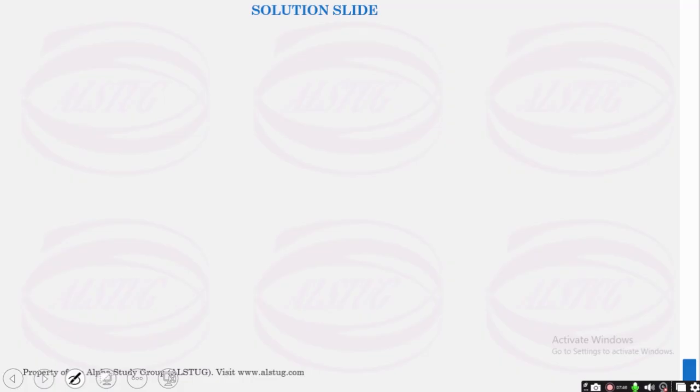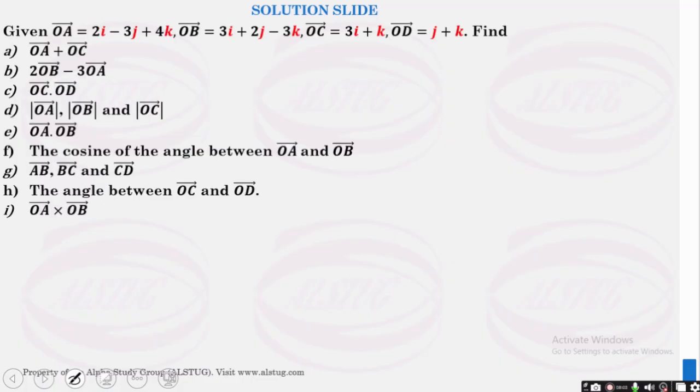So we are now on our solution slide. If you want to copy the questions, of course, you can pause the video, copy out the questions, and then as we solve, you might also want to solve some of them before we do. So you could still just pause the video and then solve.